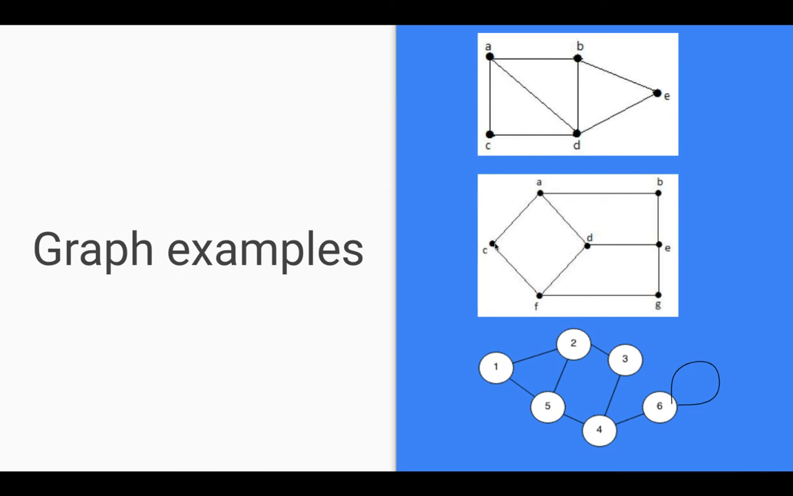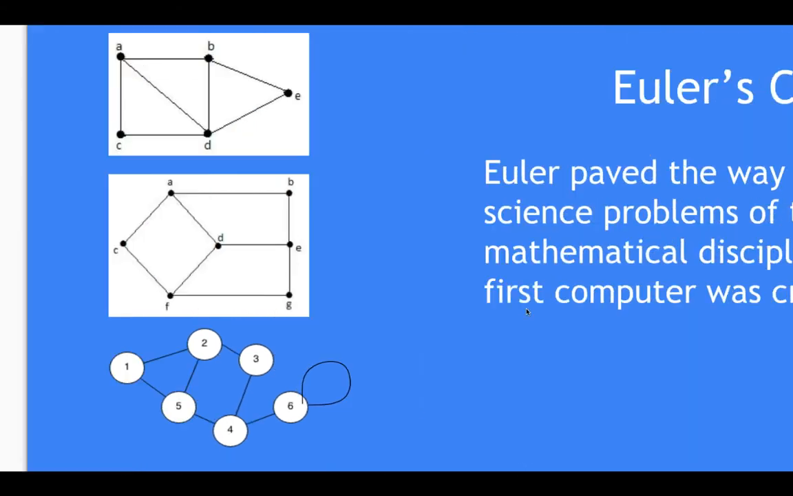Here's the second example. How many vertices? There's 7. And how many edges? 4 and 5. There's 9. Okay? And let's move on.